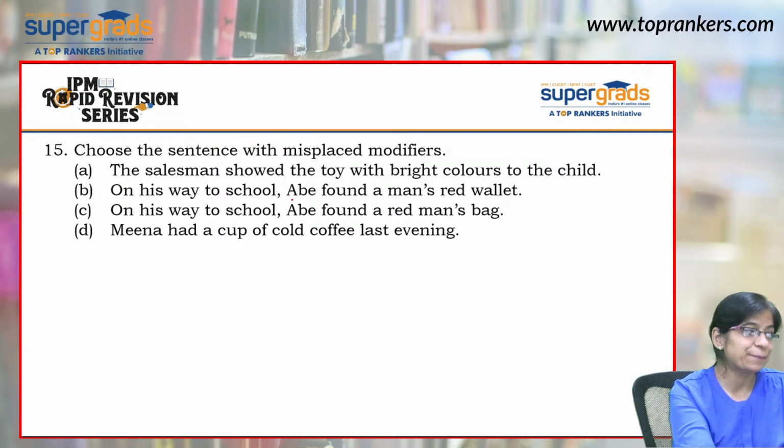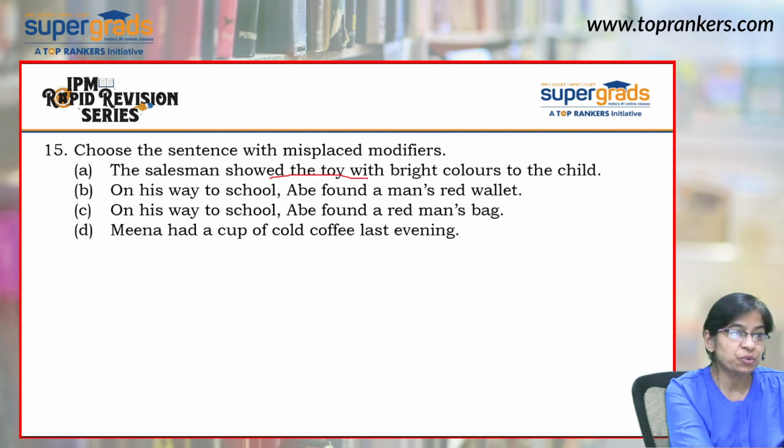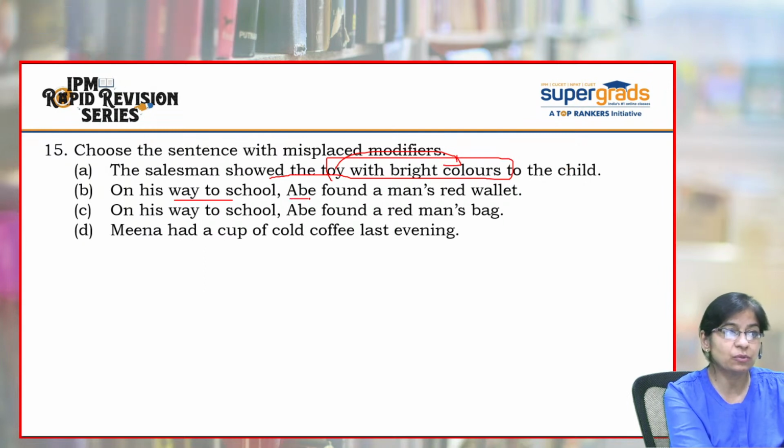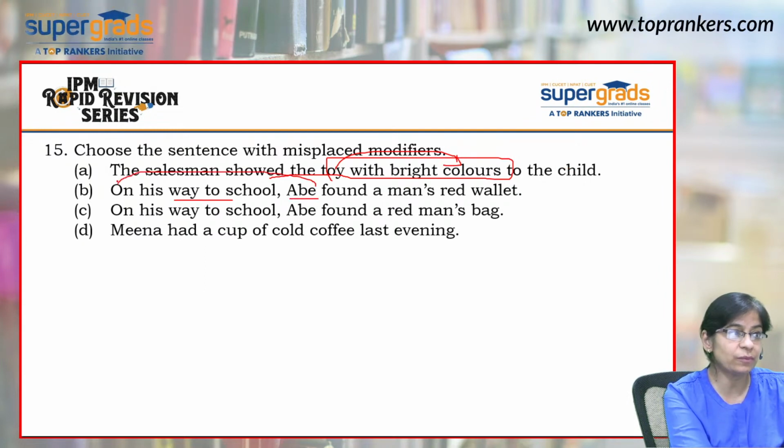Right. C. Salesman showed the toy with bright colors. Well, how was the toy? Had bright colors. So there's nothing wrong in this sentence. On his way to school, Abe. So who was on the way to school? Abe. So this part looks okay. Found a man's red wallet. How was the wallet? It was red. And who did it belong to? To a man. So everything looks in place in this one.